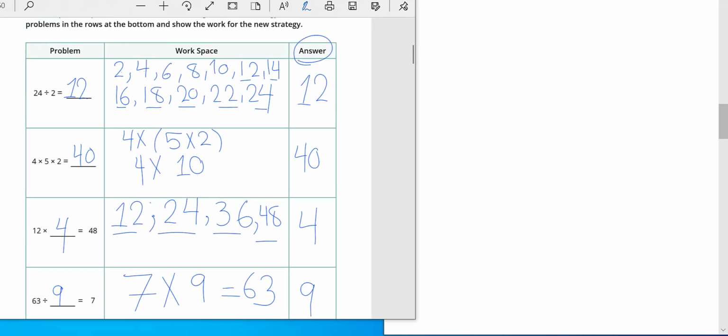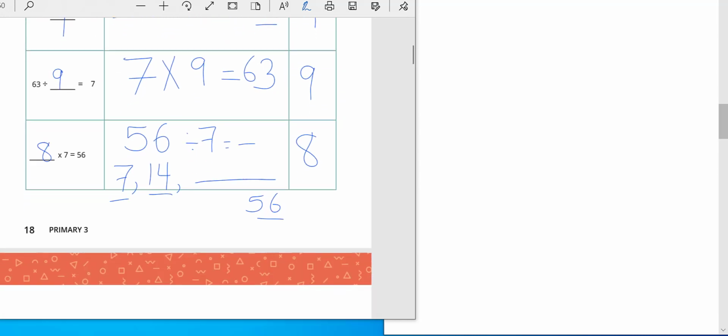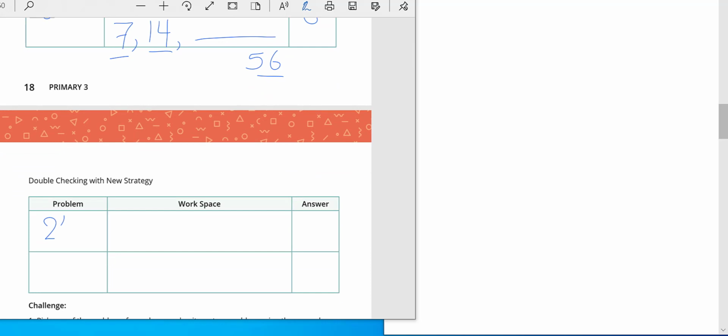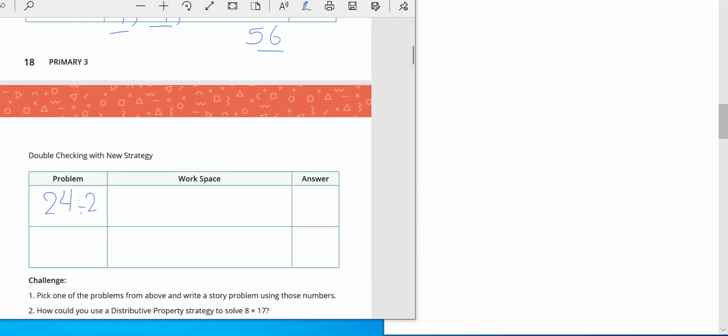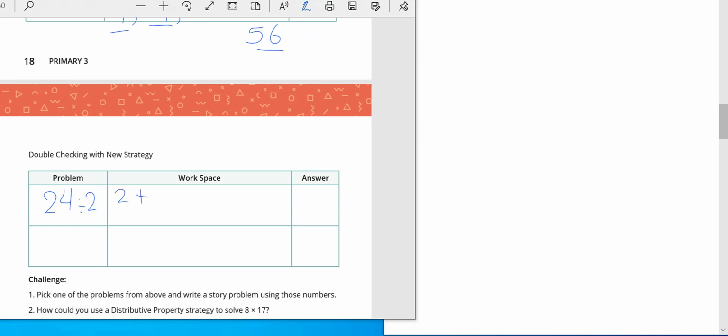We can take exercise number 1, 24 divided by 2. At first we used the skip count strategy, so now we can use a different strategy like repeated addition. So we can use 2 plus 2 plus 2 to get 24, or we can use the inverse operation, cancel this repeated addition, and use 2 times what equals 24. So the answer will also be 12.